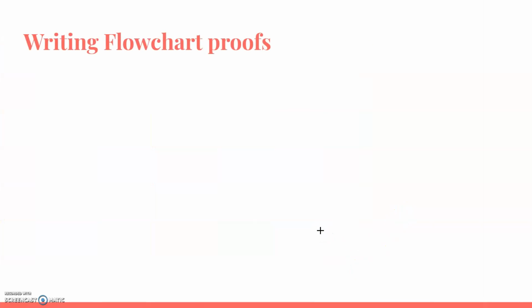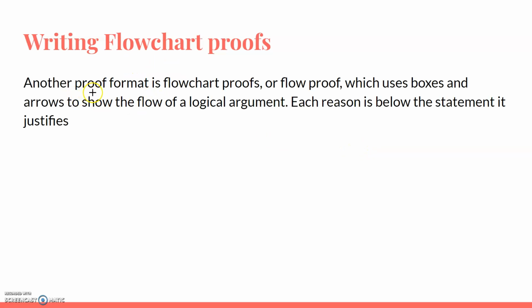Okay, so first off, let's start by learning all about flowchart proofs. In the last video that I made, I talked about two-column proofs. At the end of that, I told you guys that there would be more types of proofs, and this is one of them. Another proof format is a flowchart proof. It uses boxes and arrows to show the flow of a logical argument. Like in a two-column proof, you go one by one down, but you just write it in a flow with boxes and arrows. Each reason for the statement is justified below the statement.